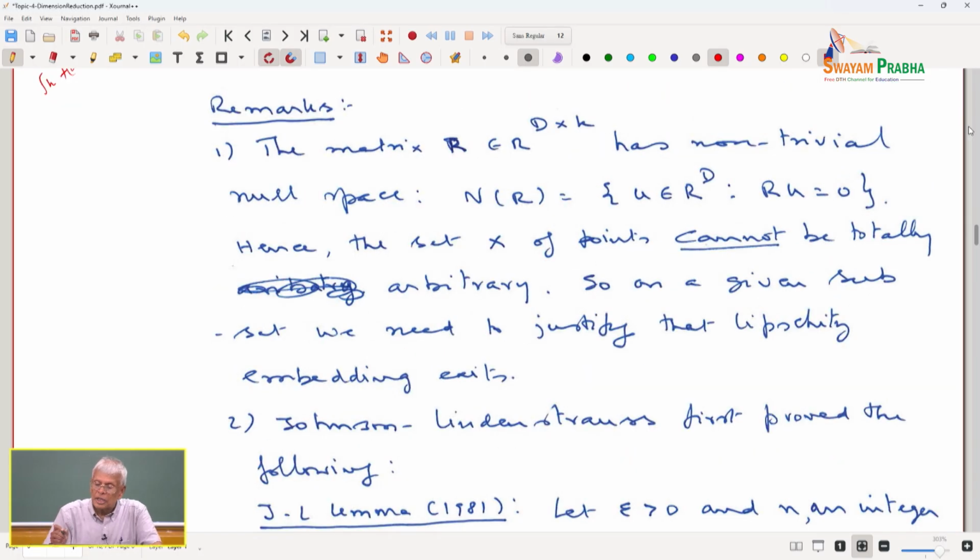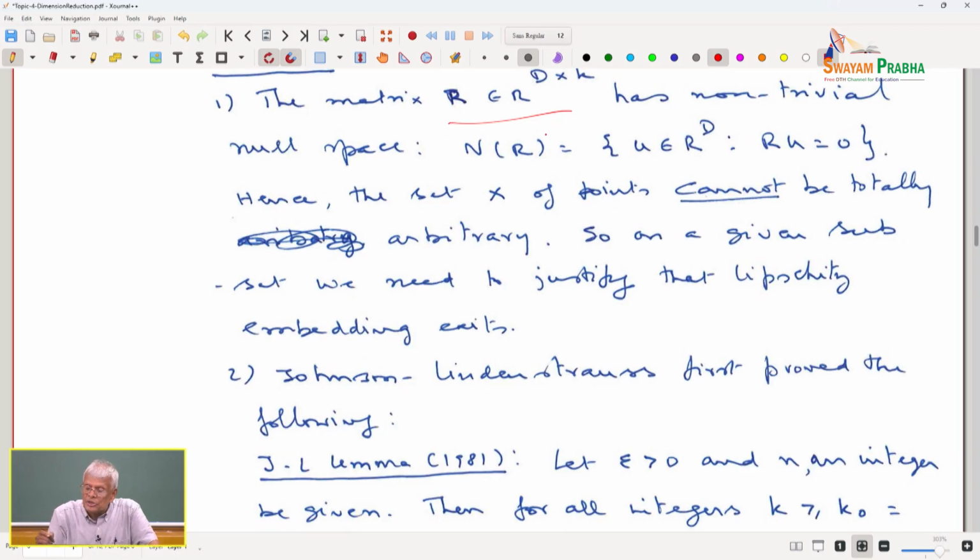So now remarks. The matrix R, which is a D by k matrix, may have a non-trivial null space. Please understand the following. That's very important. Suppose A is a matrix which is 1, 2, 3, 3, 2, 1.